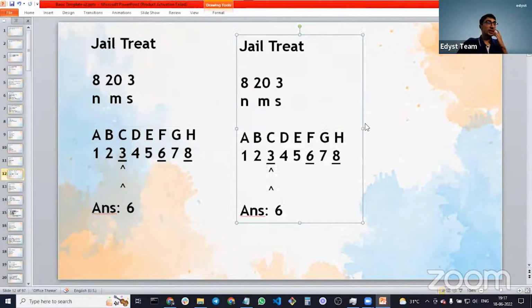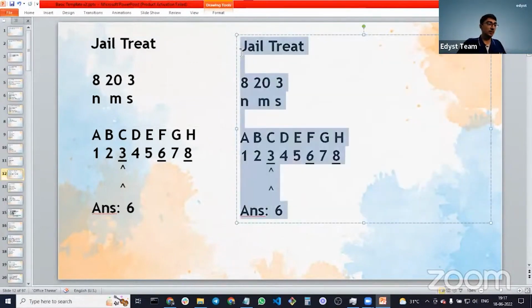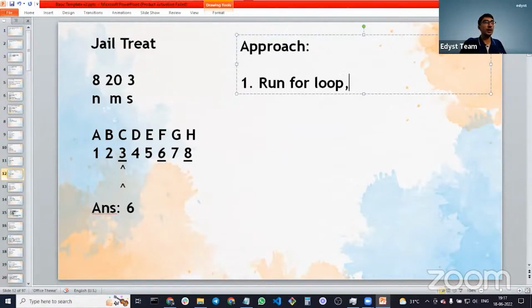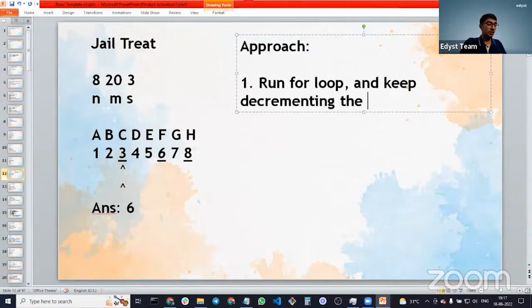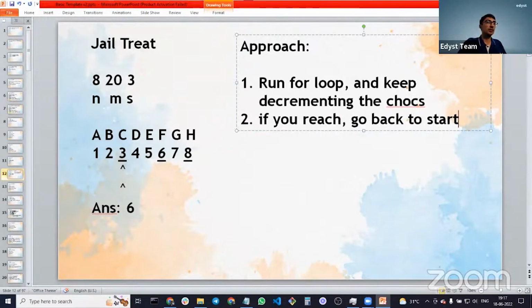Can you please explain again? Sure. Which part did you not understand? Okay, let me write the approach here. Somebody is saying run a for loop and keep decrementing the chocolates, right? If you reach the end, go back to the start.